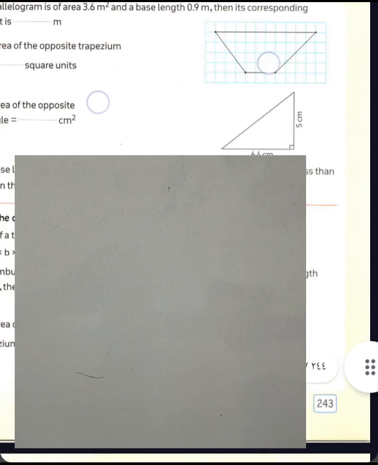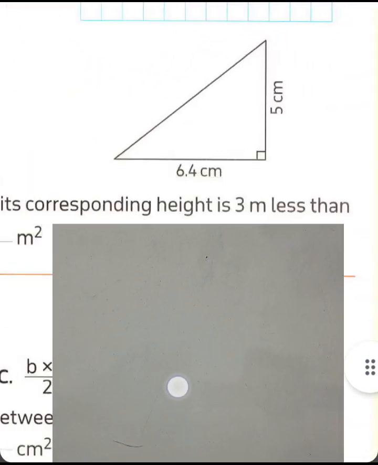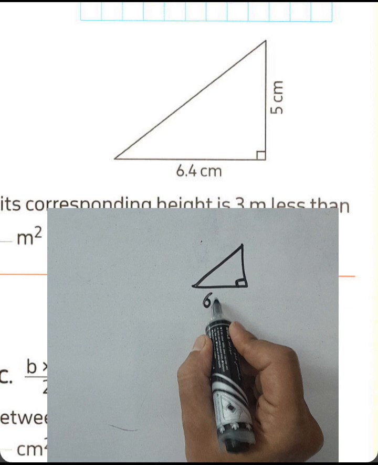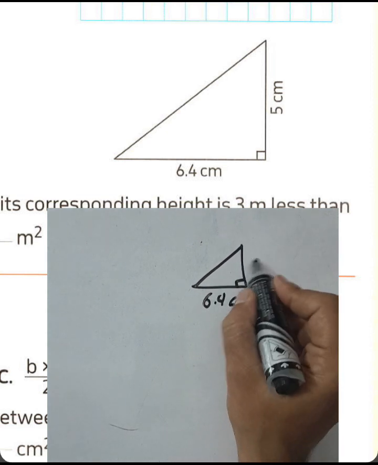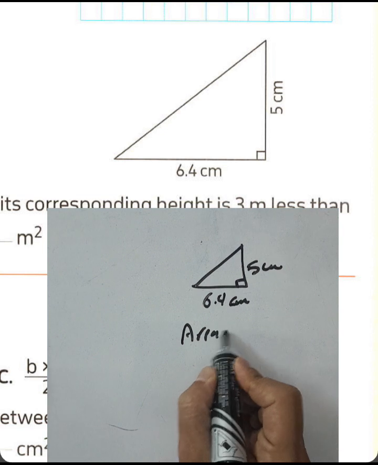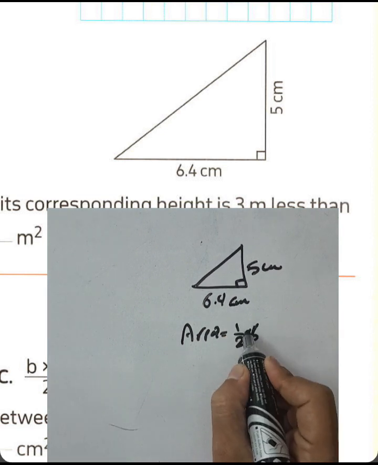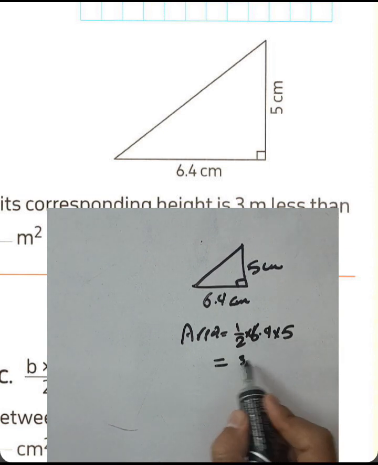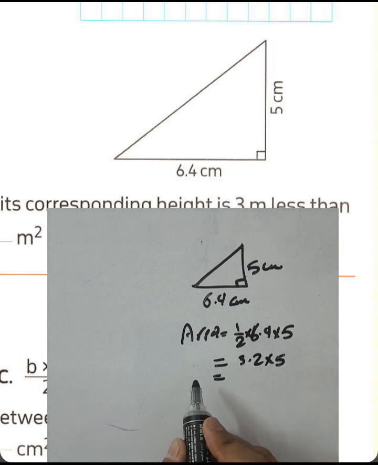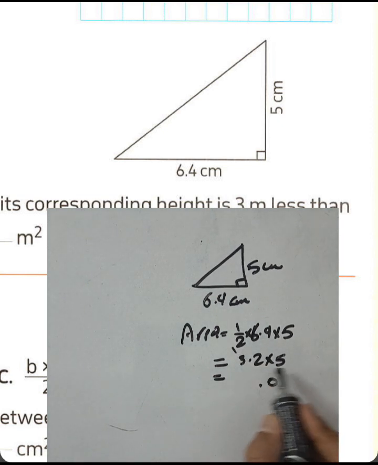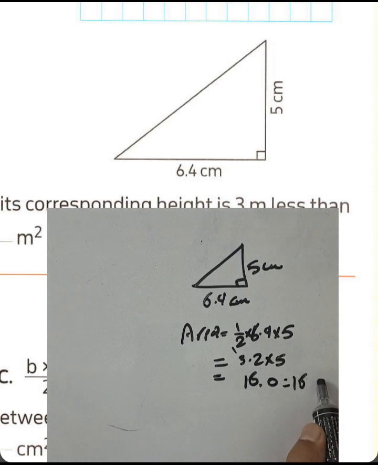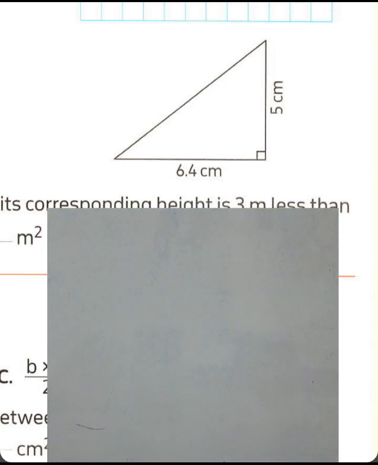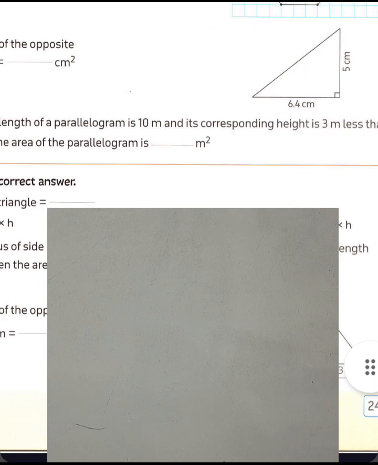The area of this triangle will be half times base times the height. Look with me at this triangle: 6.4 centimeter and here 5 centimeter. Then the area will be half times 6.4 times 5. Half of this number will be 3.2 times 5. 2 times 5 equals 10, 0 and carry 1. 3 times 5 is 15, plus 1 equals 16. The result will be 16 square centimeter.